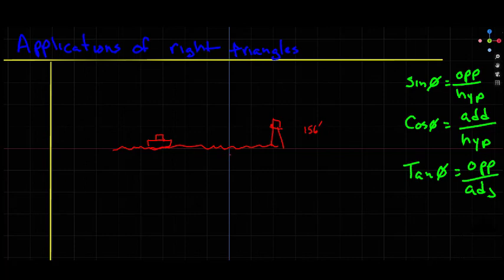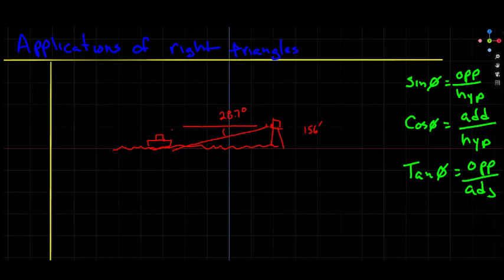And the angle of depression of the boat is observed to be 28.7 degrees. So we are looking down. And there's our straight across. And we've got an angle here. Our angle is 28.7. And what we want to find out is how far away the boat is.